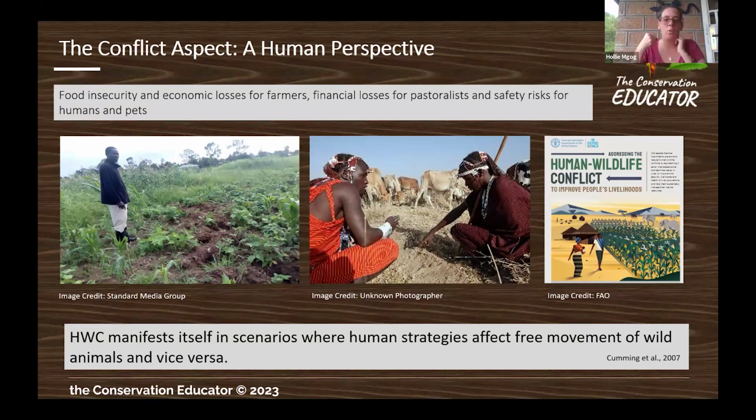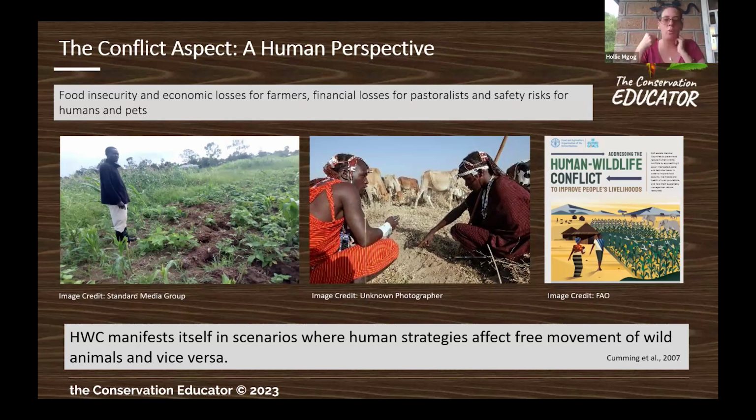And this conflict is basically manifesting itself. It is coming alive in scenarios where our strategies affect the free movement of animals, but also vice versa. So on the left there, you can see a crop that's been completely damaged by hippos. In the middle there, you can see Samburu that are looking at the tracks of a predator having come through. And the thing that we need to get to is we all need economic dignity. We need to live a life where we have enough money to be able to live freely and fairly. And conflict doesn't add to that, but we will always have conflict. So we need to get it to a level that is manageable.